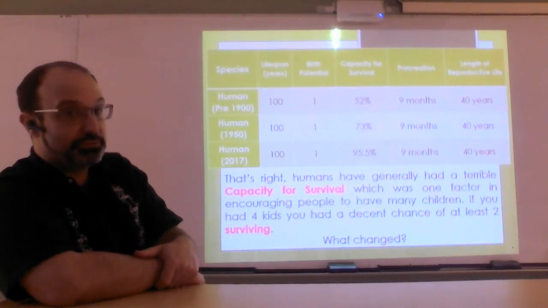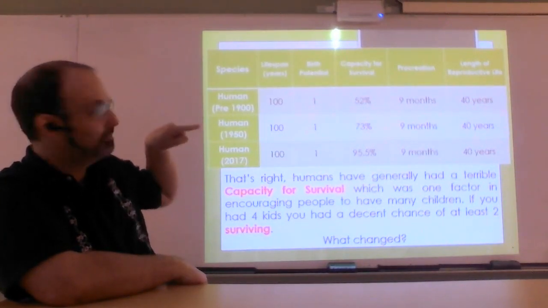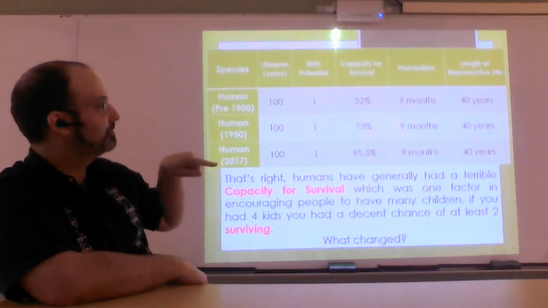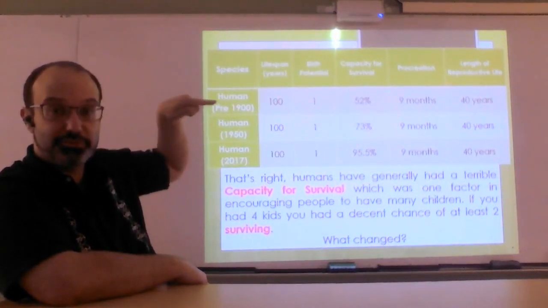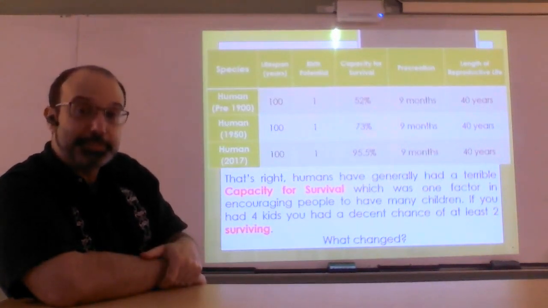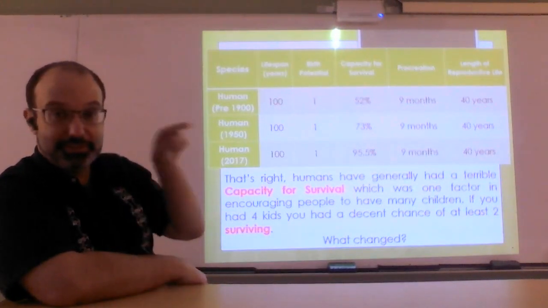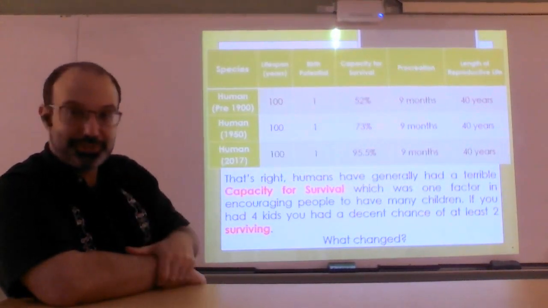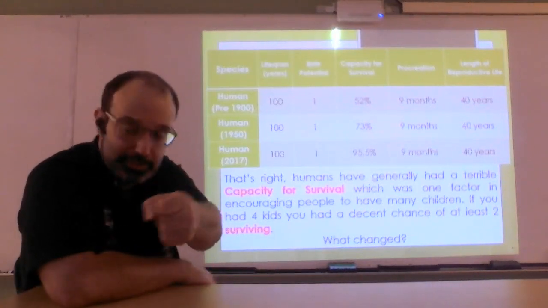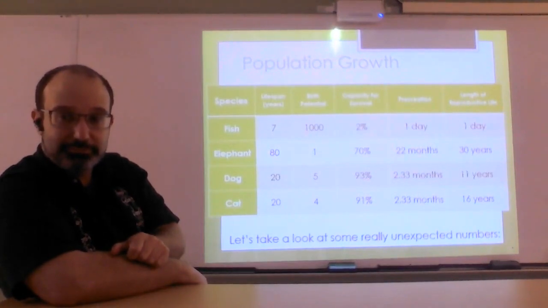But you'll notice I have 3 different entries for humans here. Before 1900, in 1950, and in 2017. Those are the numbers I could find. Before 1900, the capacity for survival was just over half. Yep. In the 1950s, it was almost 3/4, and nowadays it's almost 100%. We've almost caught up to cats and dogs. It just took us another 100 years.